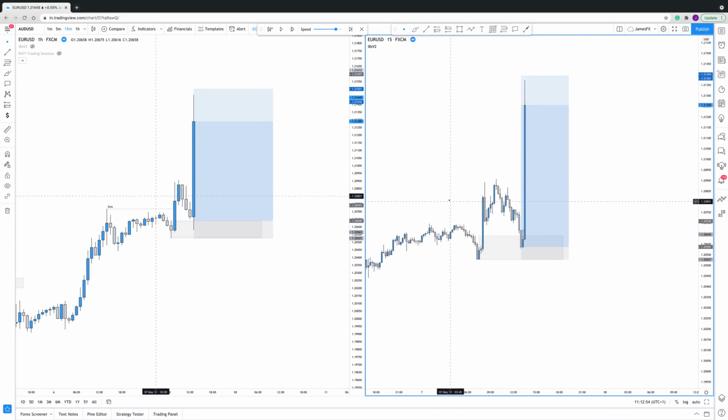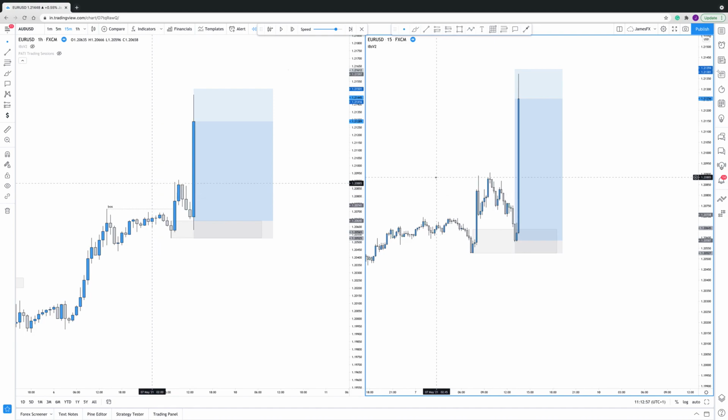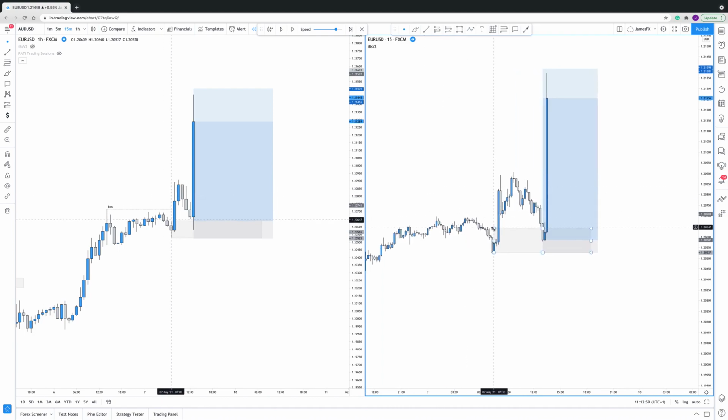Can we refine it down? So where has the momentum come in? Well, it's clearly come in on this candle here. You can see how large and momentous this candle is.